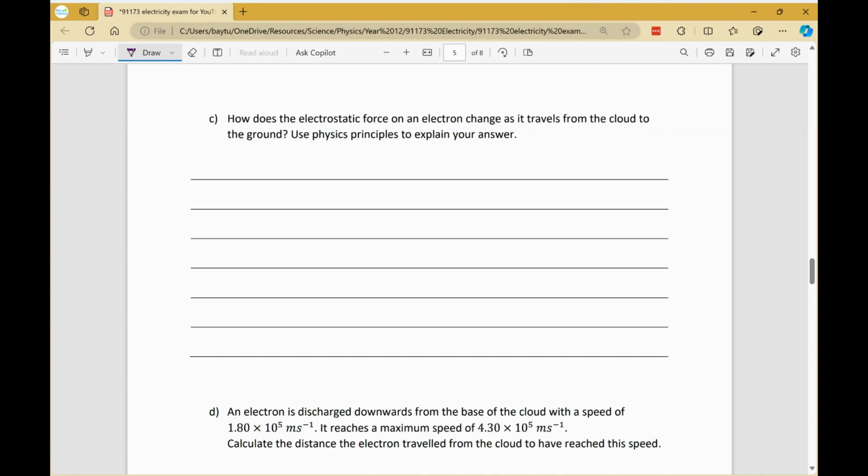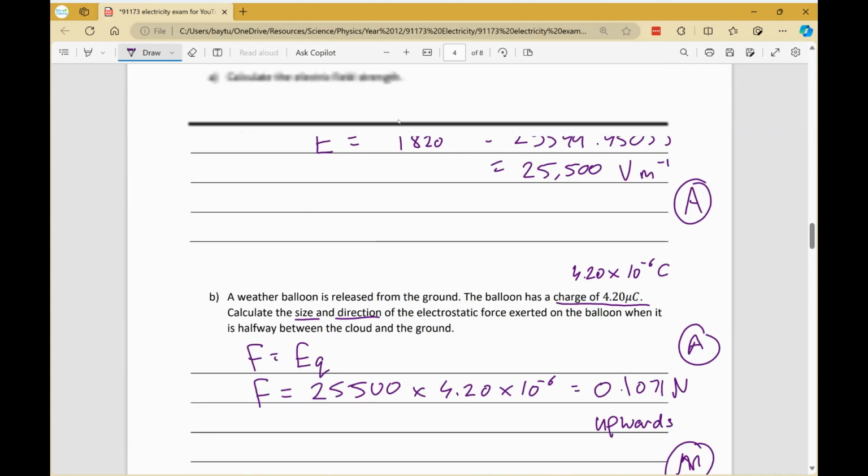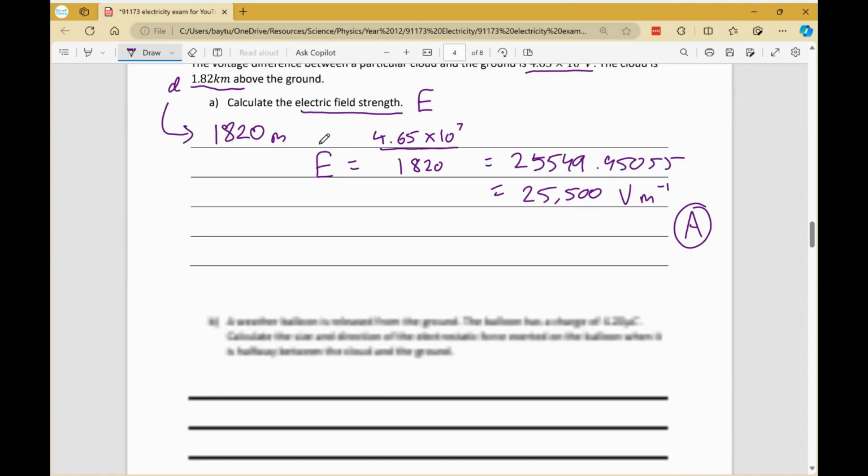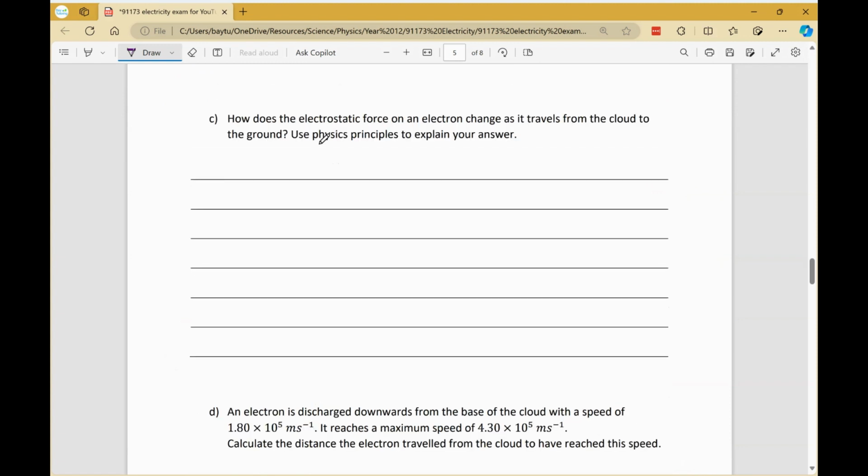So this is not completely related to the previous question about the balloon, because we're now looking at an electron going from this cloud downwards, which it will do because electrons are negatively charged. It will go from a negatively charged cloud down to the positively charged ground. So how does the force change? Well, first of all, the field is uniform. Uniform means the same. So if the field is uniform, its strength and direction are the same all the way throughout it. And that means the force won't change. The force on that electron will be the same the whole way.